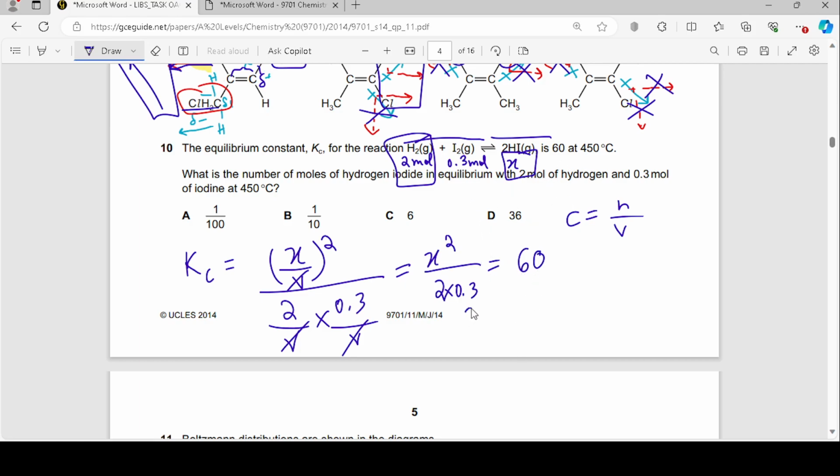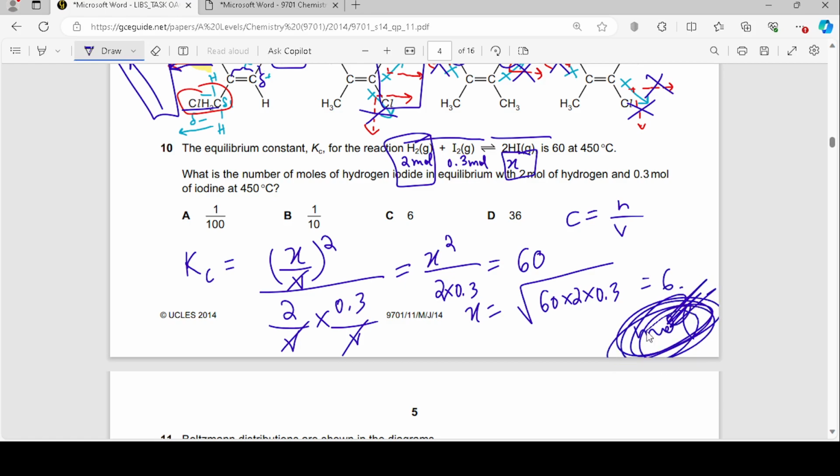Alright, so then I find out that x equals the root of 60 into 2 into 0.3. And so what is this? That is 6. The answer is 6 moles. So C is going to be the answer. Now let's go to the next question.